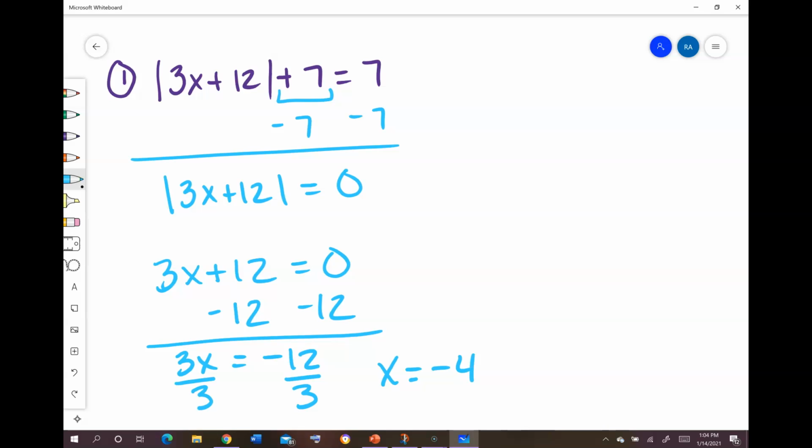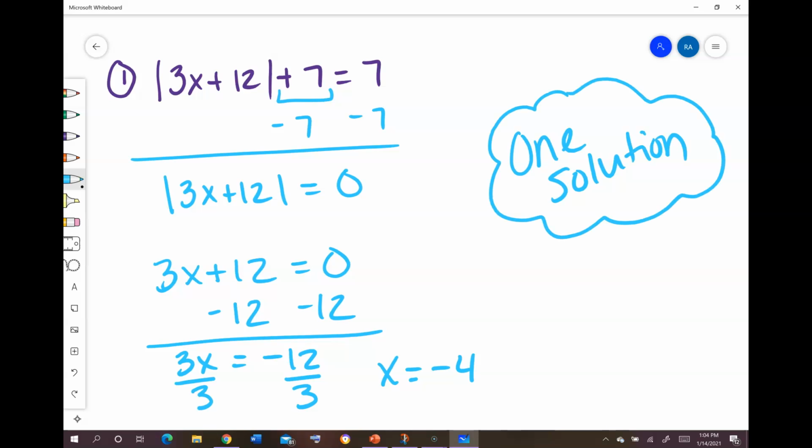So this will be an example of a one solution problem. If your absolute value, when it's isolated, equals 0, then you're only going to have one solution. So my answer here would be negative 4. Now, how can you check your answer here?